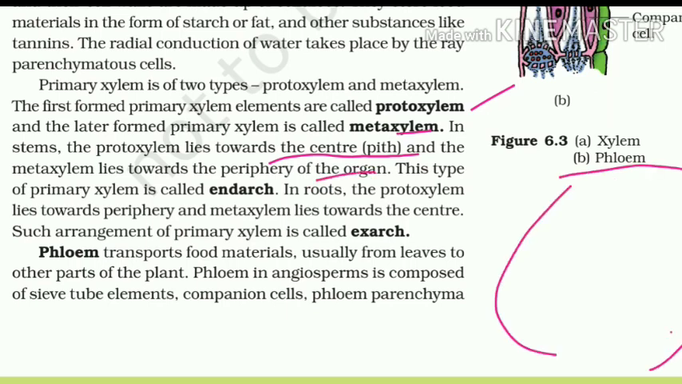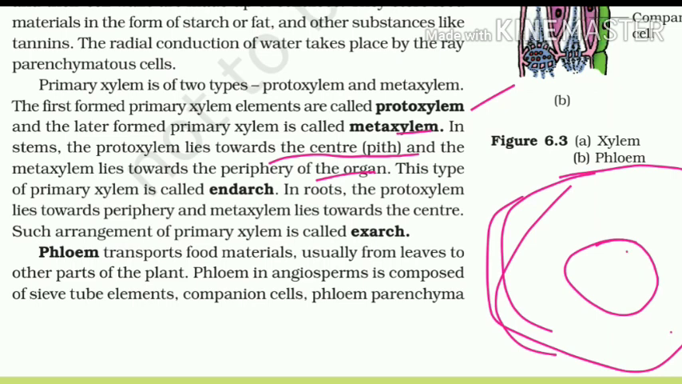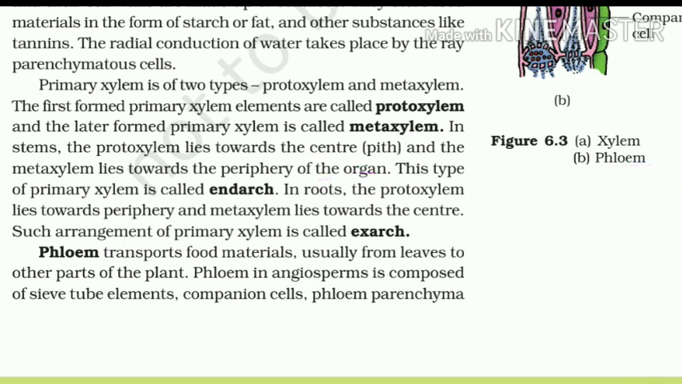If you just think of it like this, it is a circle. If the protoxylem is present at the center, this is called protoxylem, and the periphery, which is nothing but the last or ending part, is where the metaxylem is present. So this condition is said to be the endarch condition. So try to understand. Let's move on to exarch.